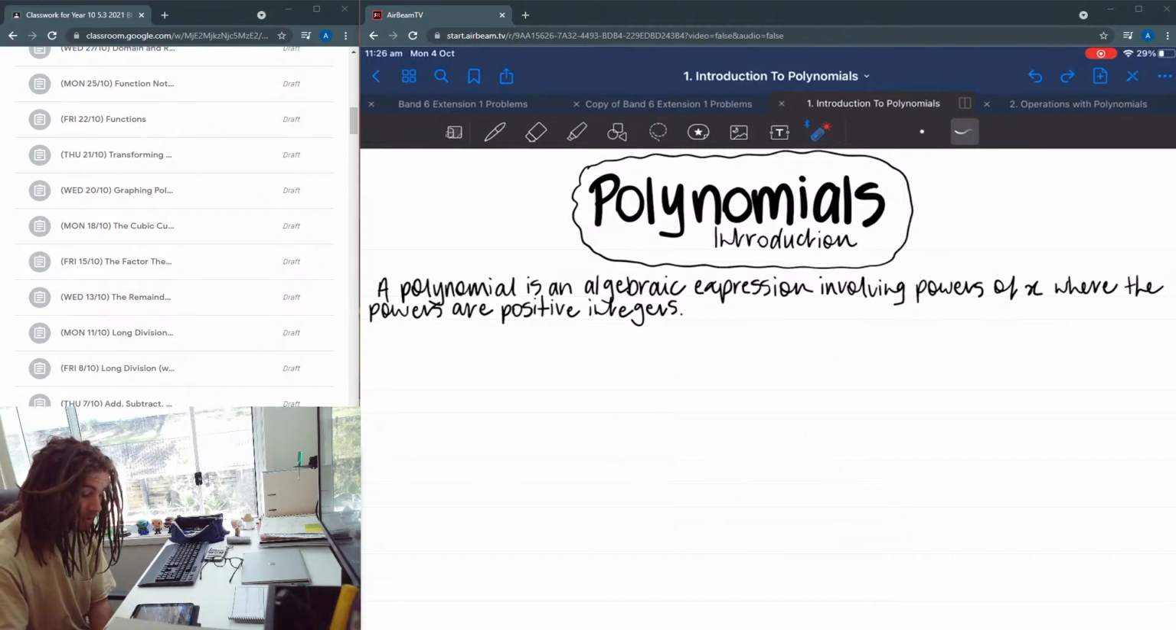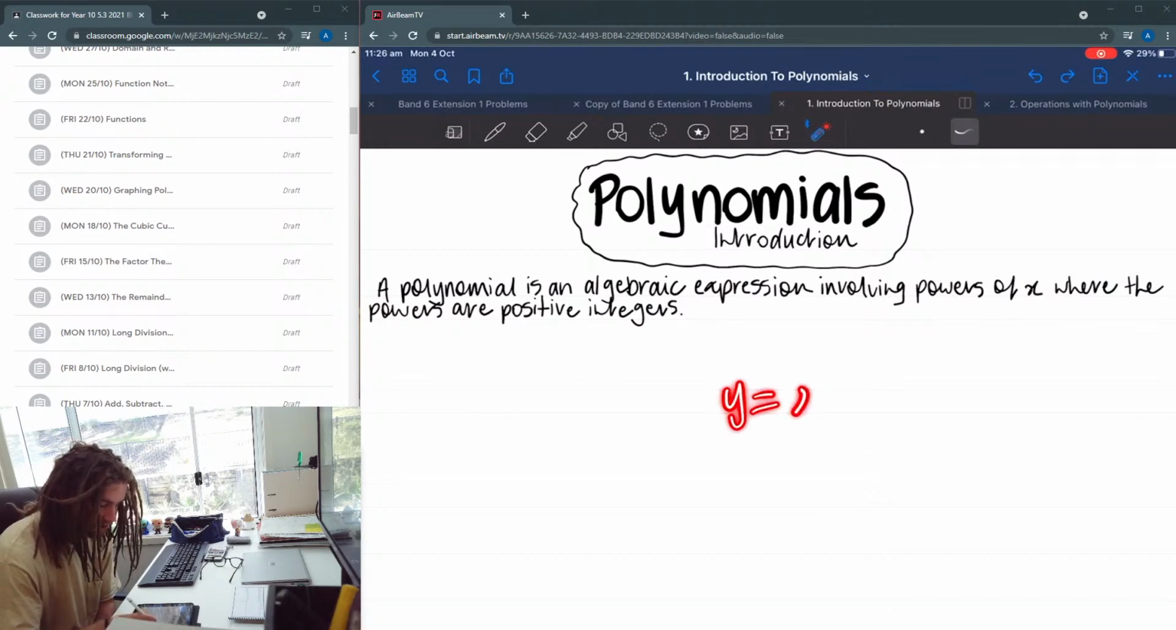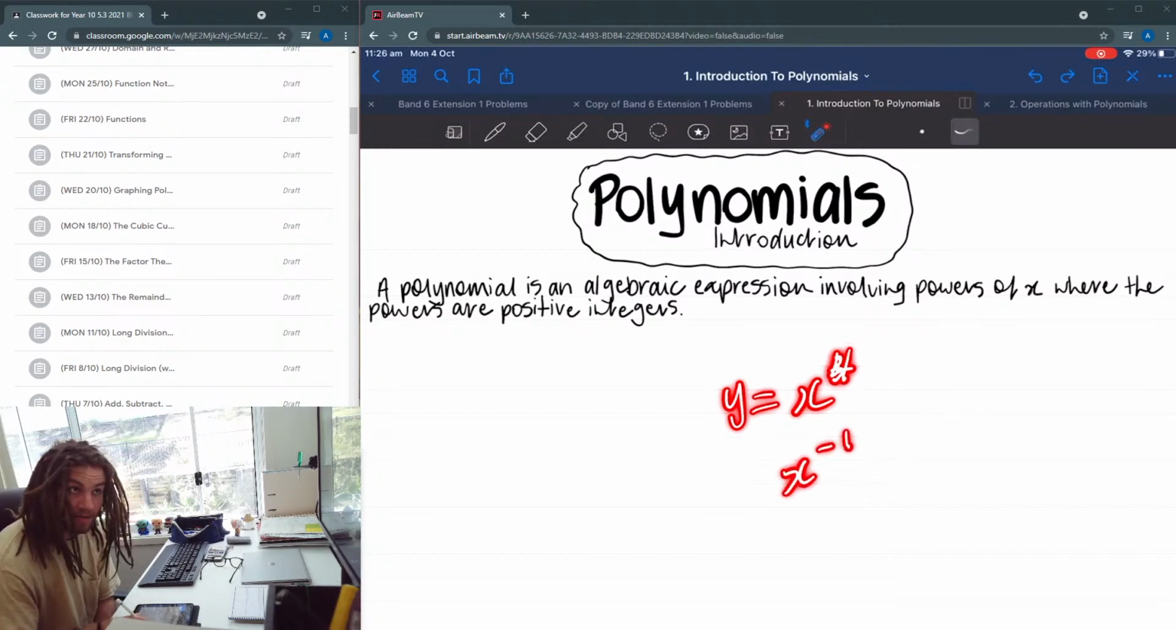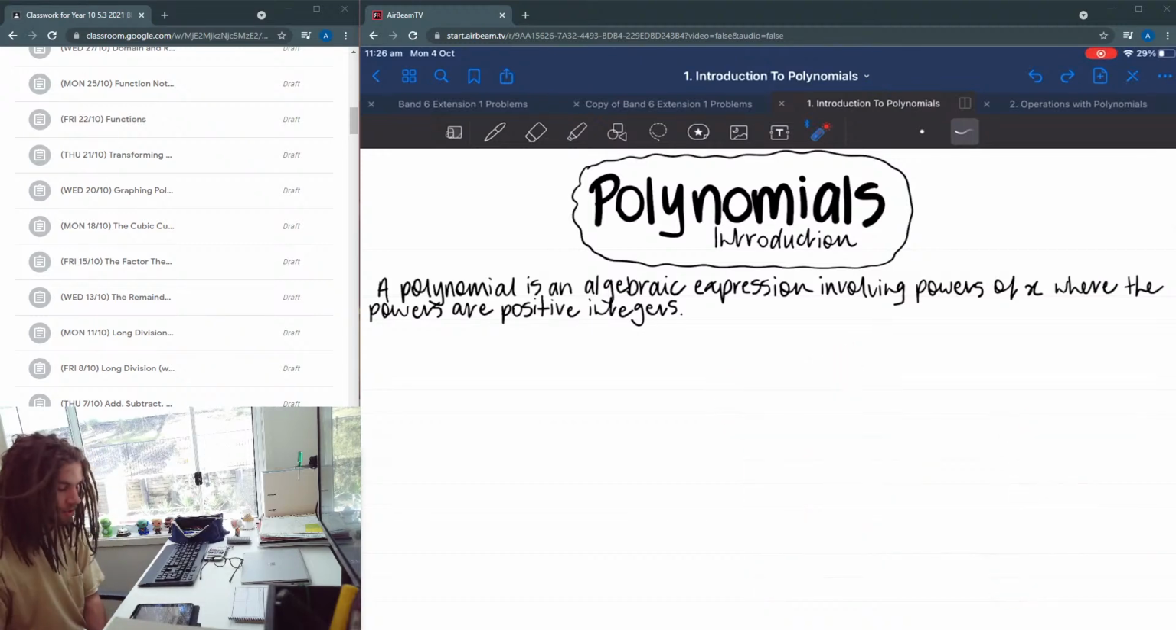The other thing to note is that the powers of x are positive integers. So I've got y equals x to the power of 2 or 3 or 4. I don't have to the power of minus 1. If I had that, there's a different way of writing it. It's 1 on x, so these two are the same thing. If I've got a negative power, then it's not actually a polynomial, and we should know what this is. That's actually a hyperbola, which isn't a polynomial. So just note that a polynomial has to have positive integers as powers on top of the x.